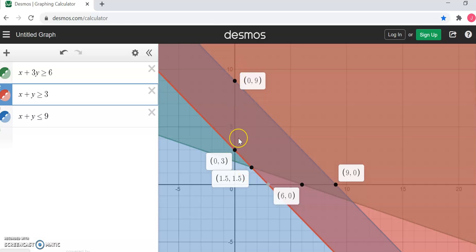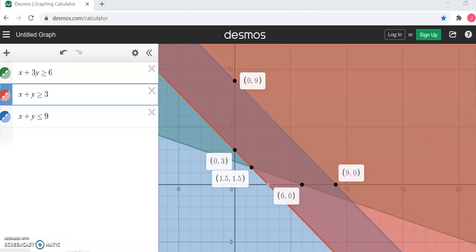So my values here are, you can see up there, 0, 9, and then I have 0, 3, and then I have 1.5 by 1.5, because that's in all three. Then over here I've got 6, 0, and 9, 0. So one of these is my choice. Pretty much I'm using my graph to come up with my list of options.